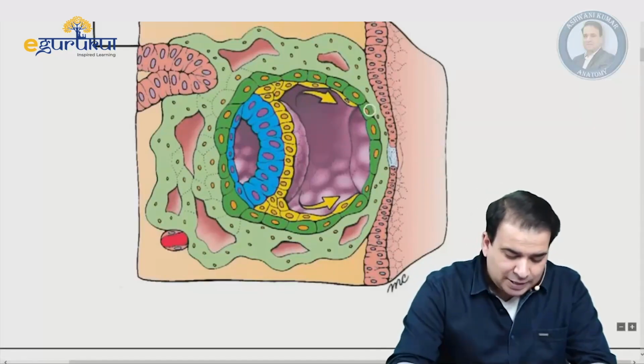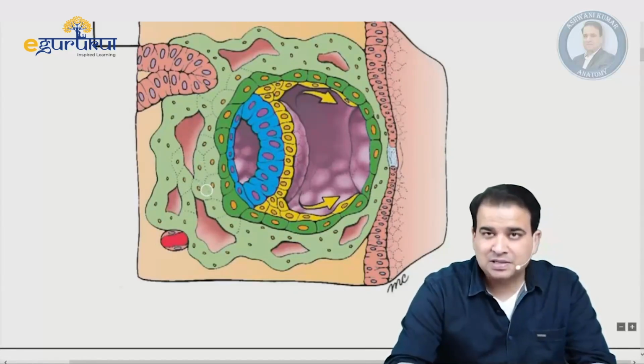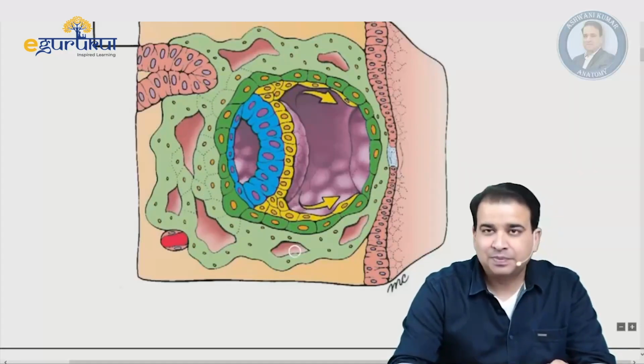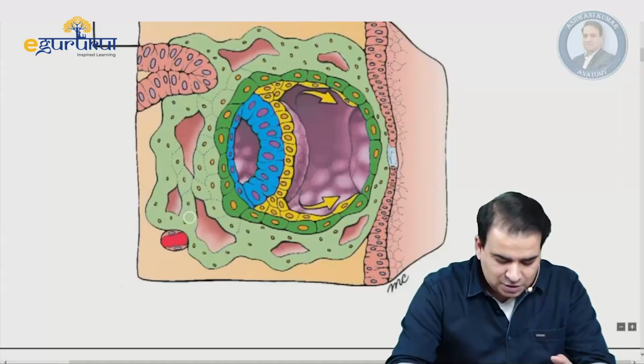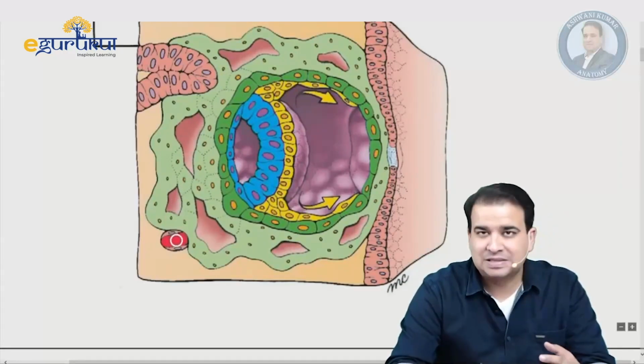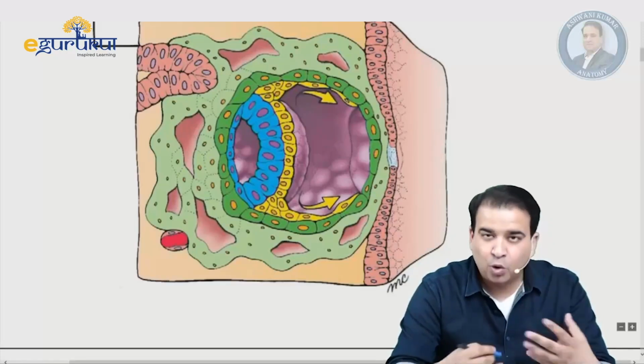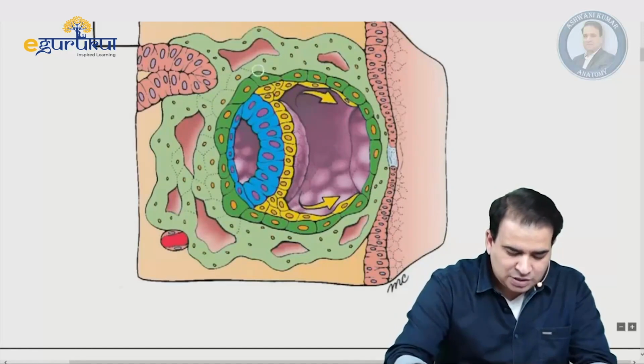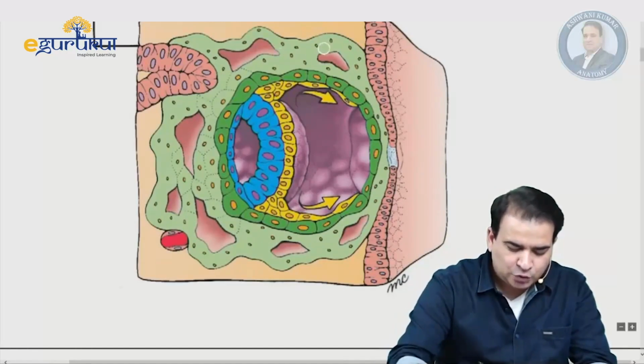Please also look at this cytotrophoblast here and syncytiotrophoblast. Now what is happening to the syncytiotrophoblast? There are lacunae which are formed inside the syncytiotrophoblast here. And when this syncytium invades these blood vessels, the blood vessels will pour their blood into these lacunae. Right? So you can see all these lacunae which are now formed inside the syncytiotrophoblast.